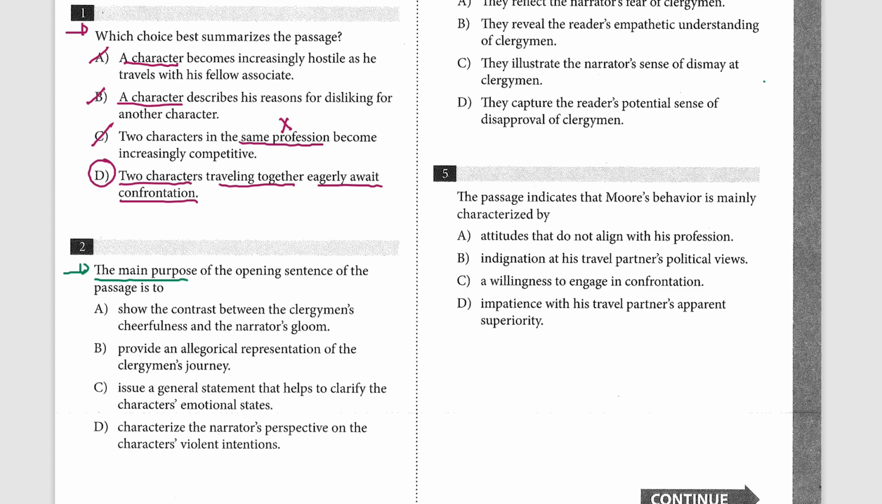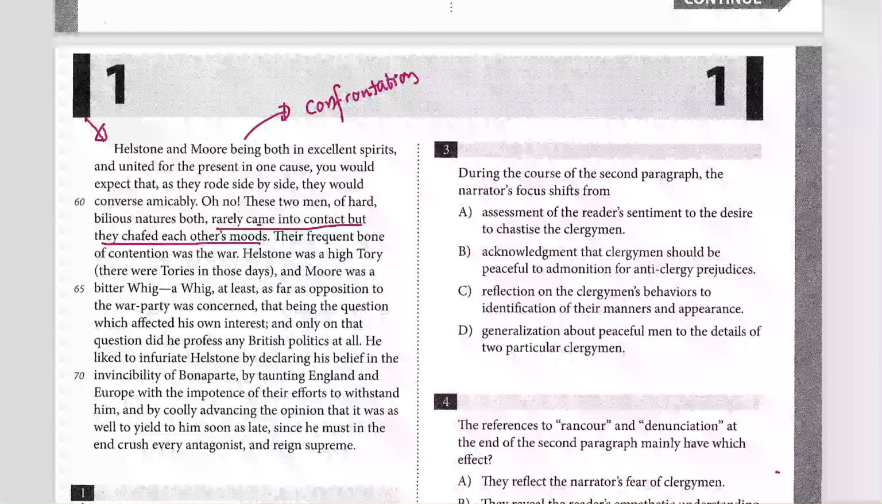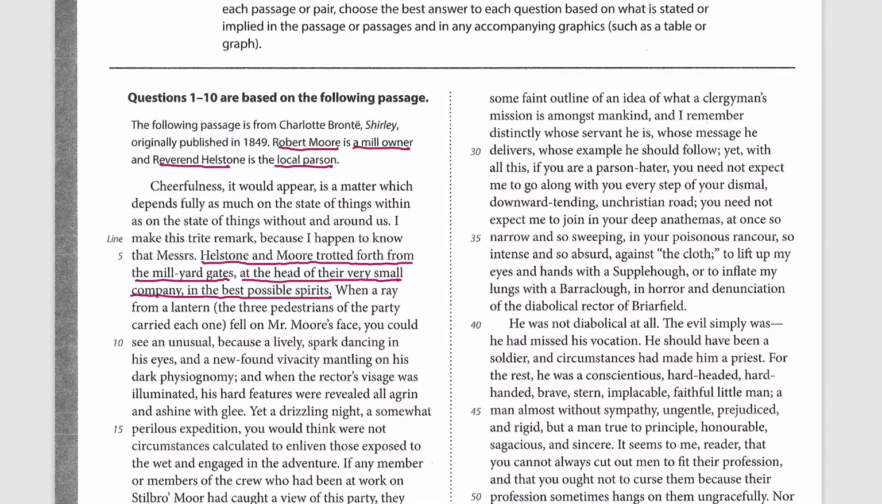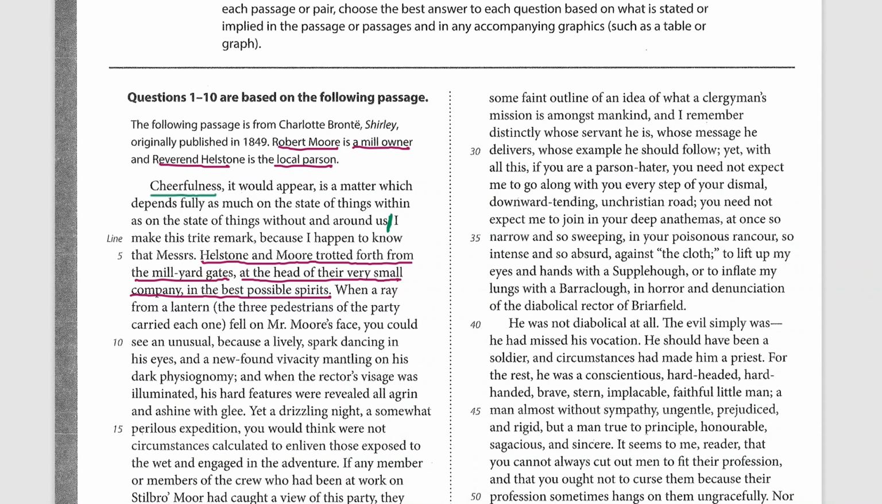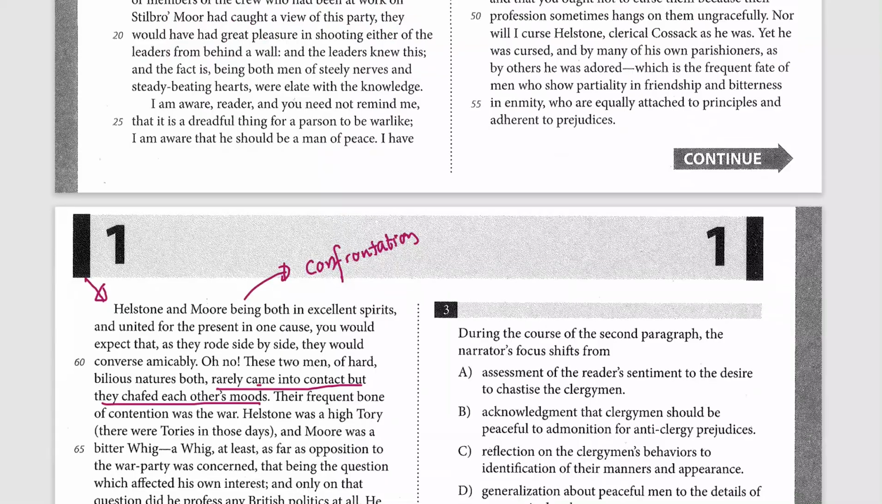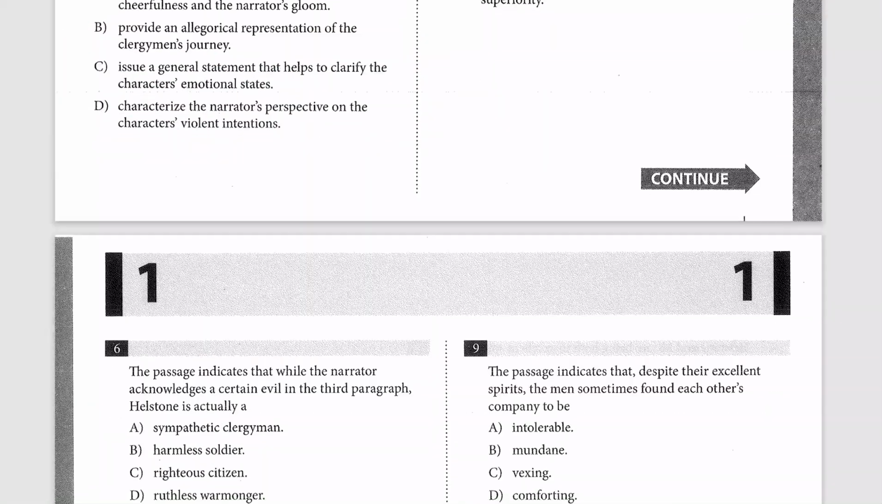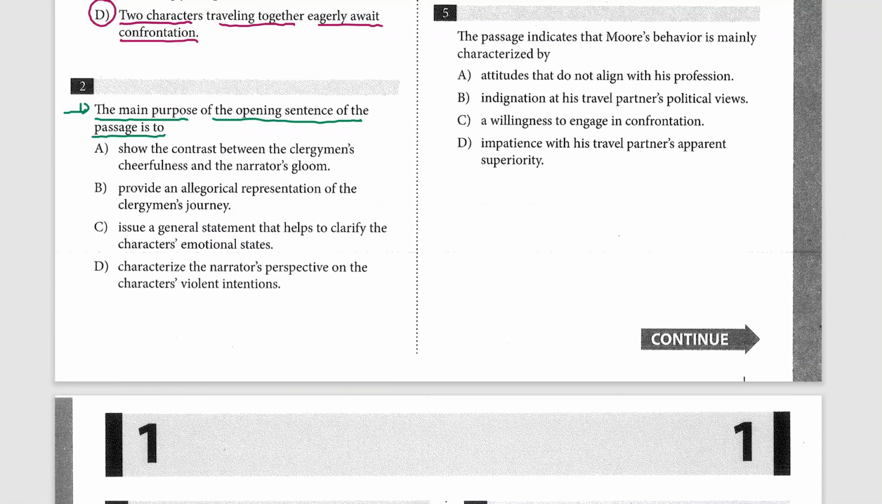The main purpose of the opening sentence of the passage is to. شكرا. نروح لها تاني يا مروان. The first opening sentence اللي هي من هنا لغايه هنا يا ابني. تمام. اللي بتقول ايه؟ Cheerfulness, happiness is a matter which depends fully as much on the state of things within as on the state of things without and around us. You got it? طيب ده معناها ايه؟ يا مروان نروح فين يا استاذي؟ Show the contrast between the clergyman's cheerfulness and the narrator's gloom. طبعا لا.